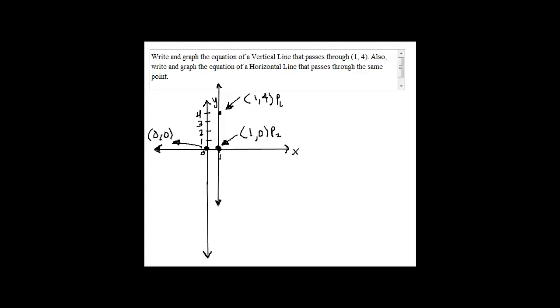Somebody said there's something wrong with the screen, so let me go ahead and do this on the clean screen one more time, so we can see it. We're talking about the number line here. This is the y-axis. This is the x-axis, and this point here is the origin, which is 0, 0.